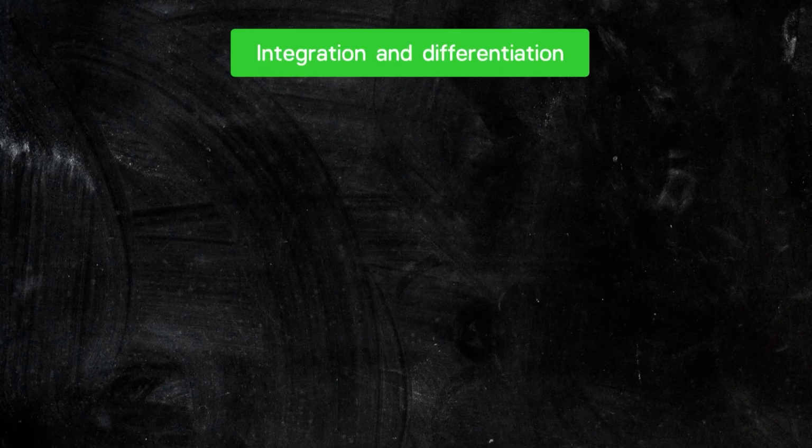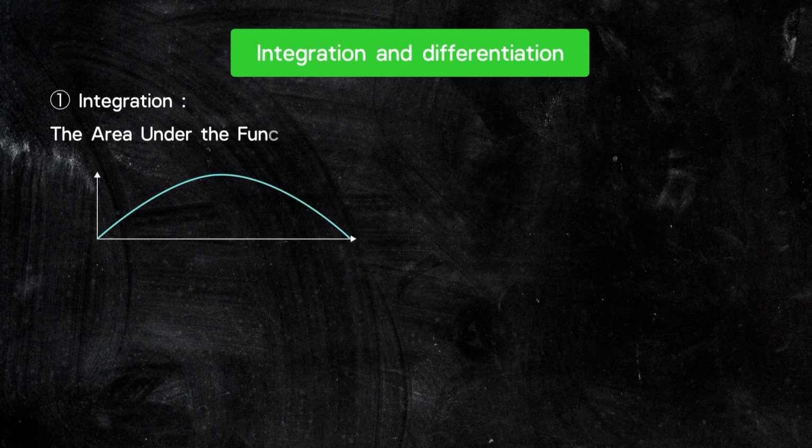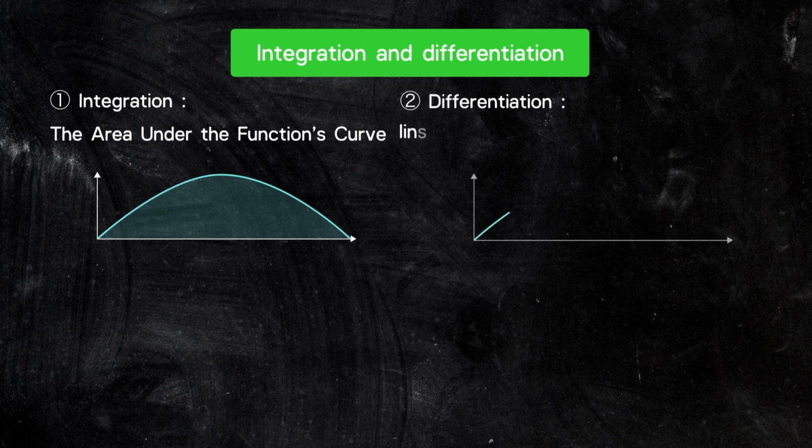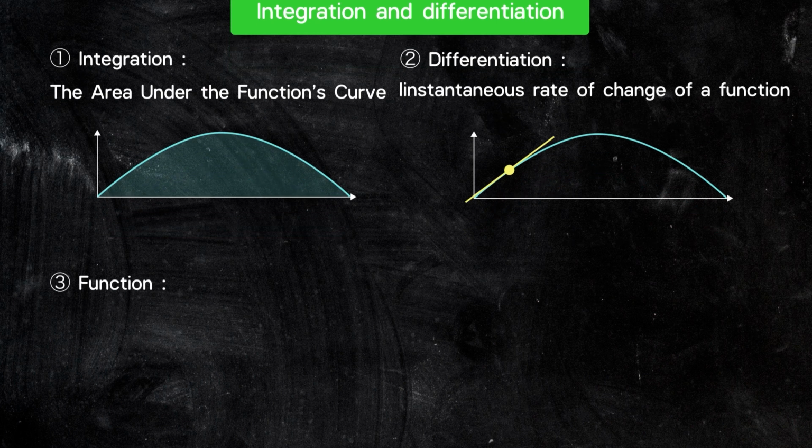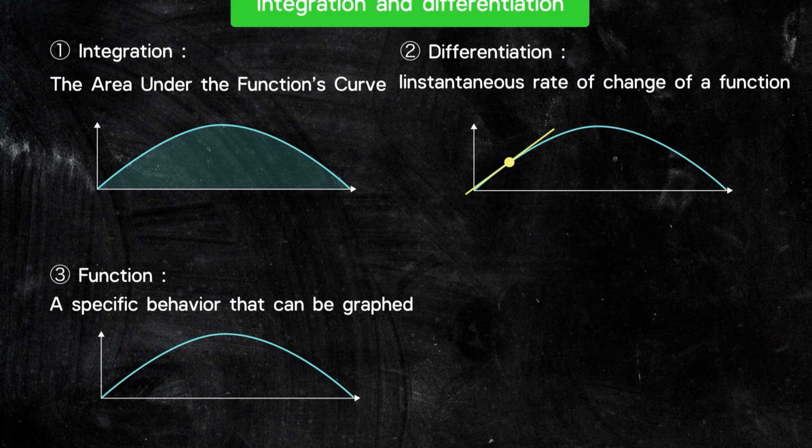Before diving into the world of integration and differentiation and the complexity of equations, there are three key points we need to understand. The first point is that integration is concerned with finding the area under a function's curve. The second point is that differentiation is about finding the instantaneous rate of change of a function. The third and final point is, what does a function mean? We can interpret it as a specific behavior.